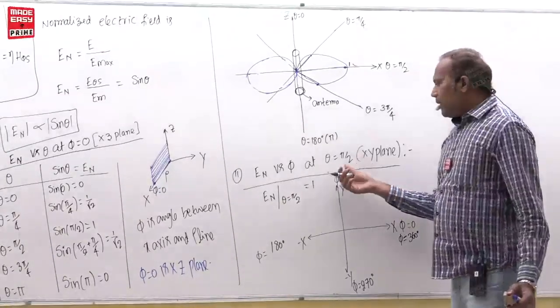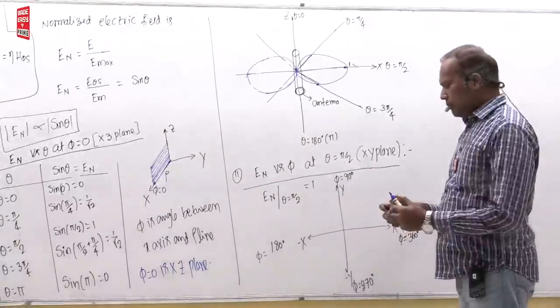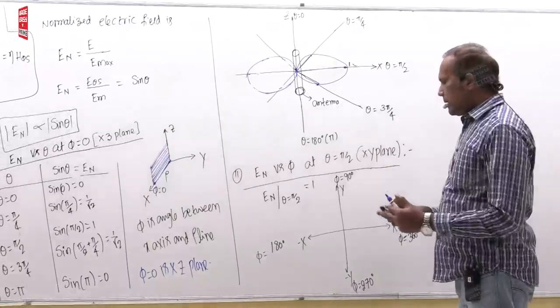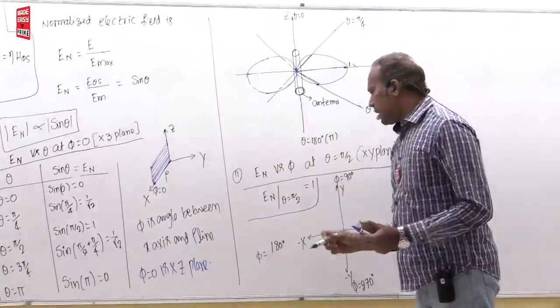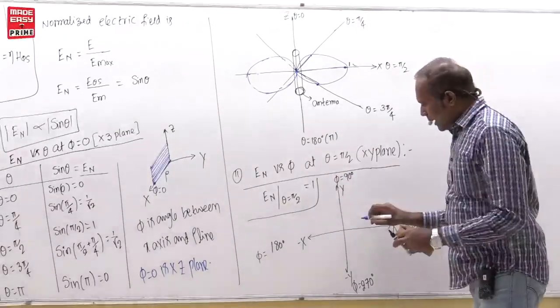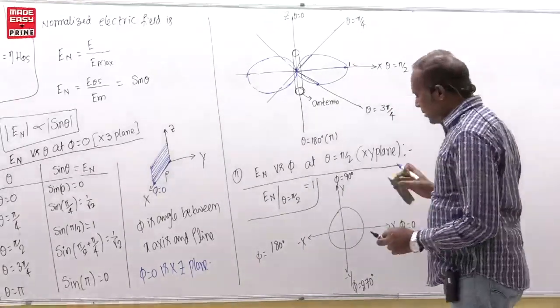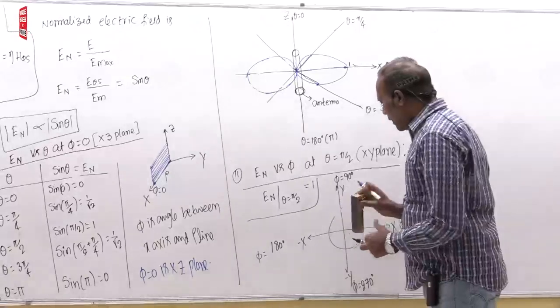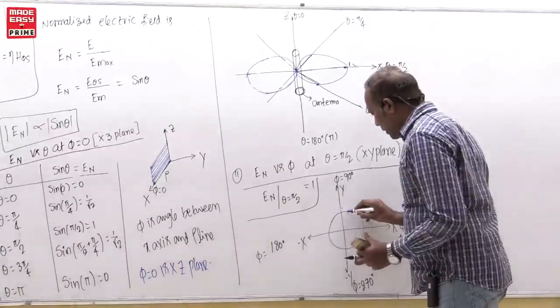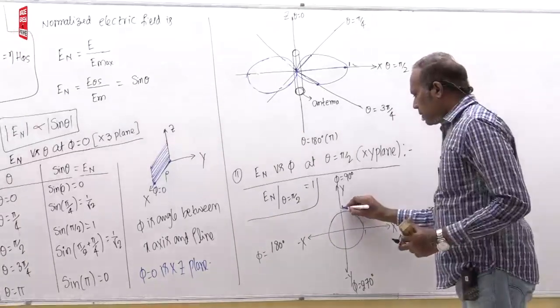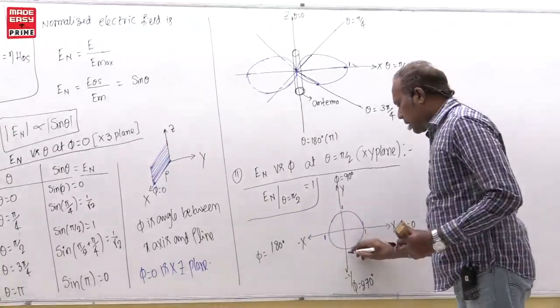Whatever might be the value of the horizontal angle, the electric field value is the same. So it looks like a circle. That means the value is 1, that is the meaning. It is a circle. This side also 1, this side also 1, here also 1, here also 1.